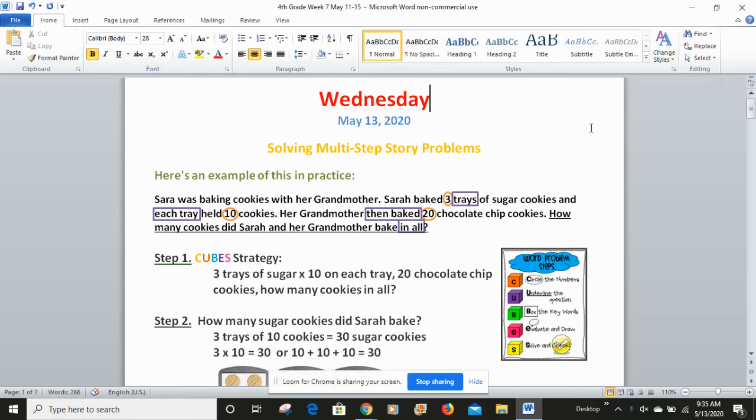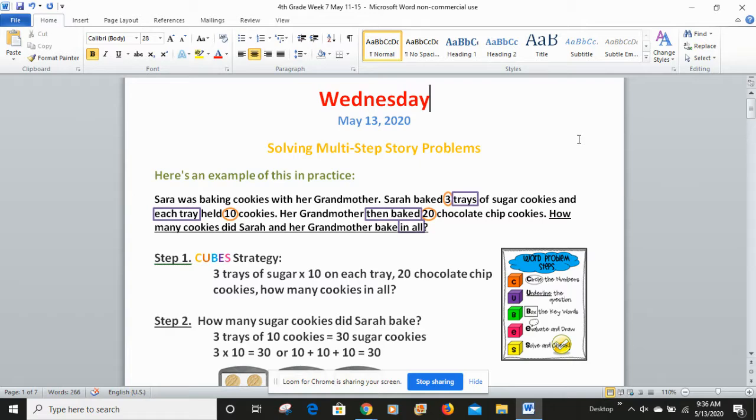It says Sarah was baking cookies with her grandmother. Sarah baked 3 trays of sugar cookies, and each tray held 10 cookies. Her grandmother then baked 20 chocolate chip cookies. How many cookies did Sarah and her grandmother bake in all?